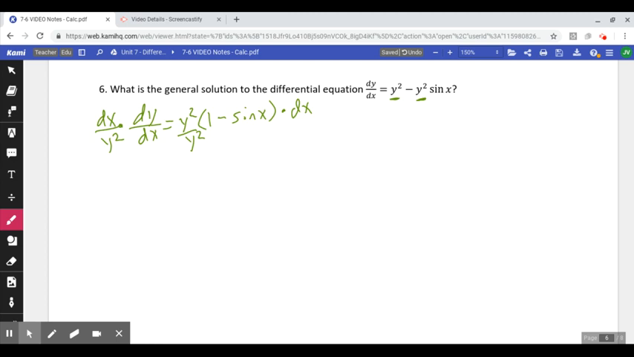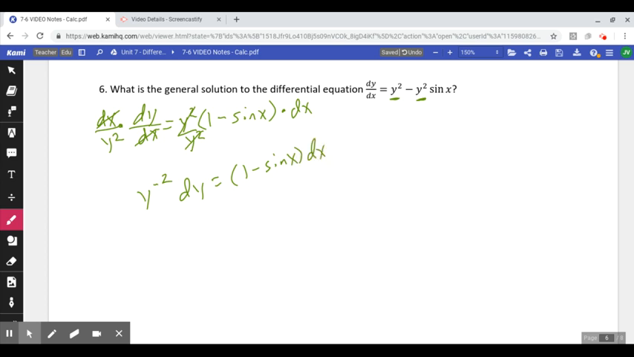When I do that, the dx's cancel on the left, the y squareds cancel on the right. And I wind up with 1 over y squared, or y to the negative 2 power dy. You can represent that as either y to the negative 2 or 1 over y squared. For us to use the power rule in reverse, which is going to happen next, we're probably going to want to list this as y to the negative 2. That's equal to 1 minus the sine of x dx.